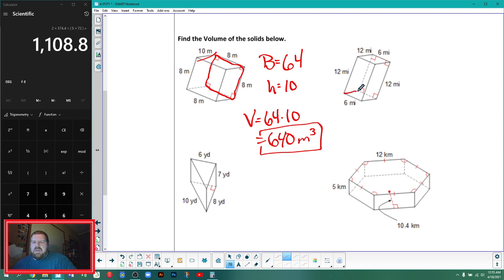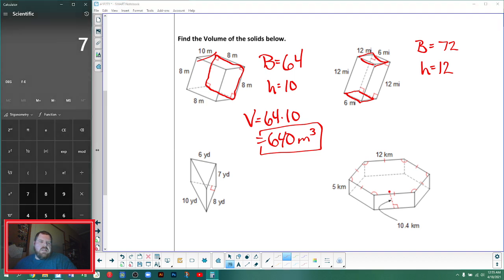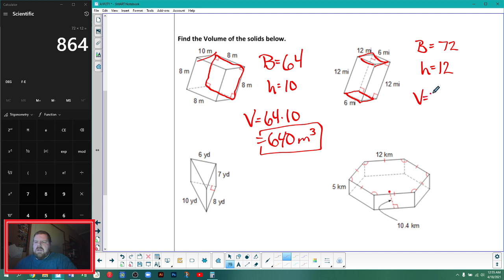This one, let's kind of do the same thing we did before. We could go back and steal those same answers, but I'm just going to make sure to do them so that I don't steal the wrong answers. This base down here is this 6 by 12. It's the same one that's up here. 6 times 12 is 72. And a height of 12 miles also. So for this, I need 72 times 12, which is 864. And those are cubic miles.